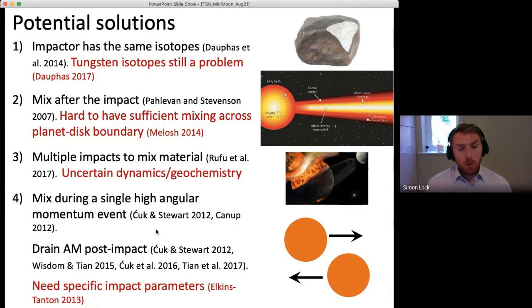Now, the final suggestion, which is particularly important for what I'm going to talk about today, is that it was proposed in 2012 by two different authors that you could overcome the isotopic similarities if you relaxed one of the constraints that we've been using to constrain the canonical impact. And that is that if we were to change the angular momentum of the Earth-Moon system after the impact, you could really explore a much wider range of different potential impacts. It was found that there's a range of different impacts. There were two separate groups that were investigated at the time.